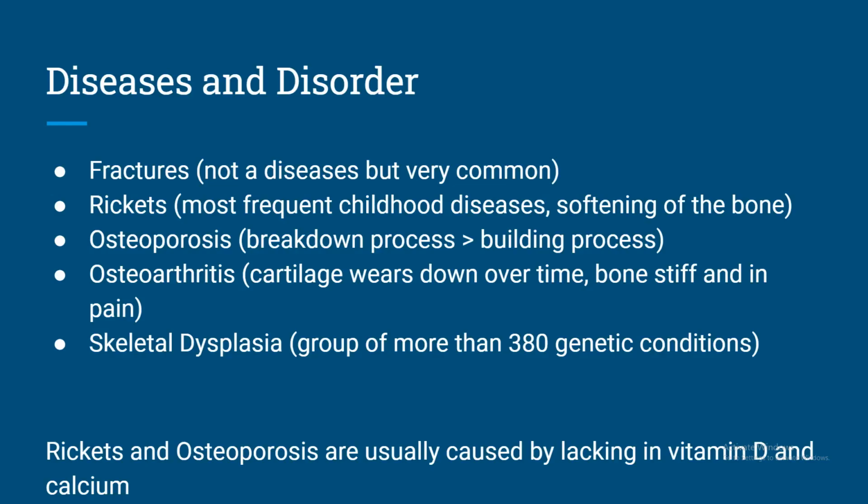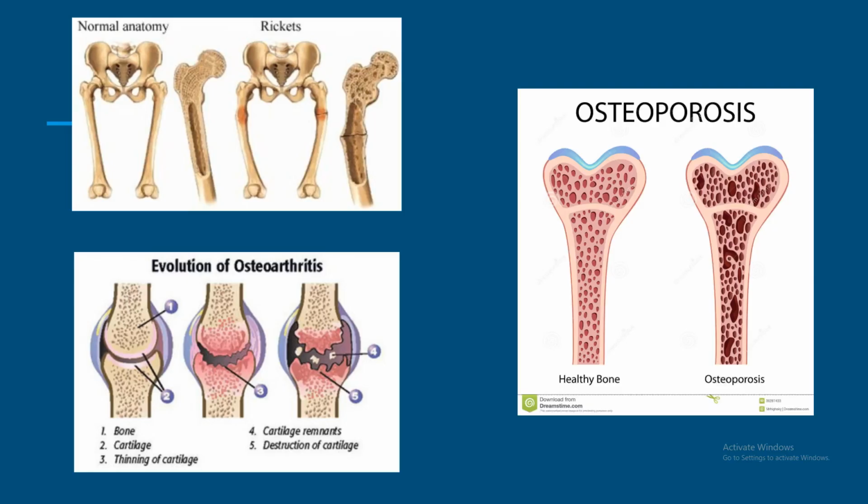Let's move on to osteoarthritis. It's where the bone wears down over time, and it gets stiff and painful. It mostly happens to older people. And finally, skeletal dysplasia is a group of more than 380 genetic conditions. Here are the pictures of rickets, osteoporosis, and osteoarthritis.